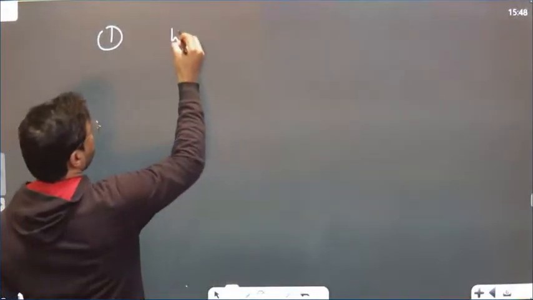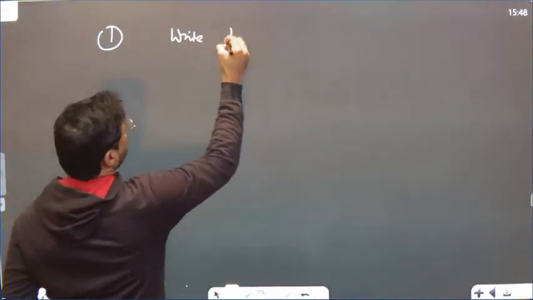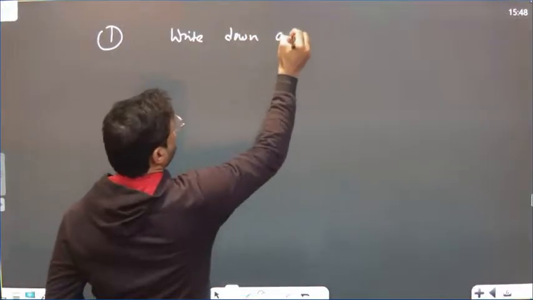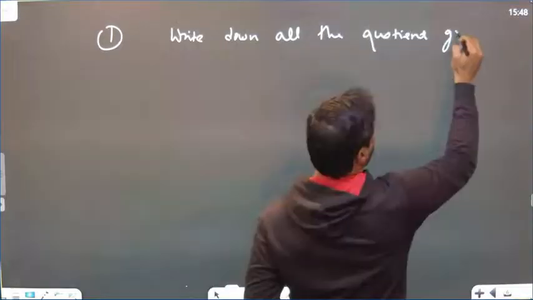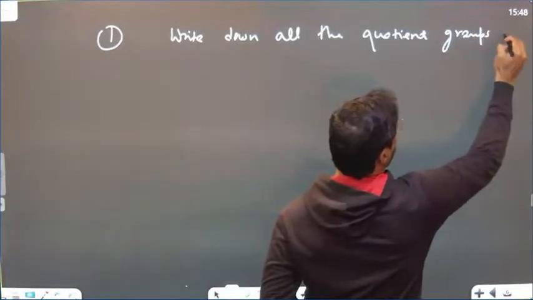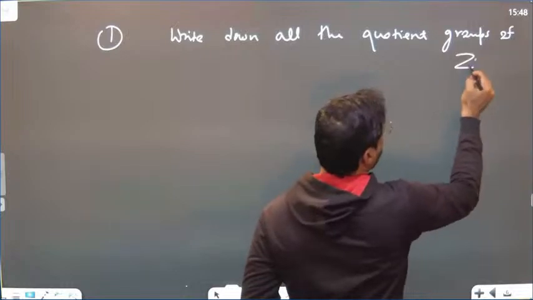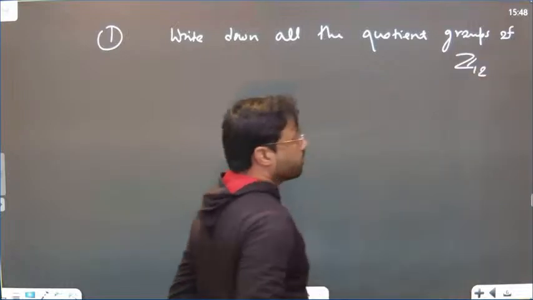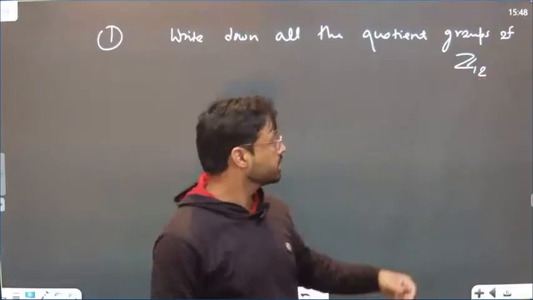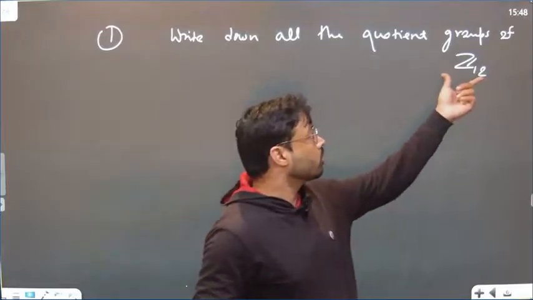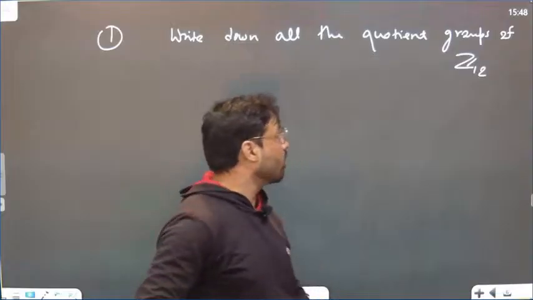So write down all the quotient groups of the group of residue classes modulo 12. This is a group. You know that this is a group, an additive group. So we have to write all the quotient groups.